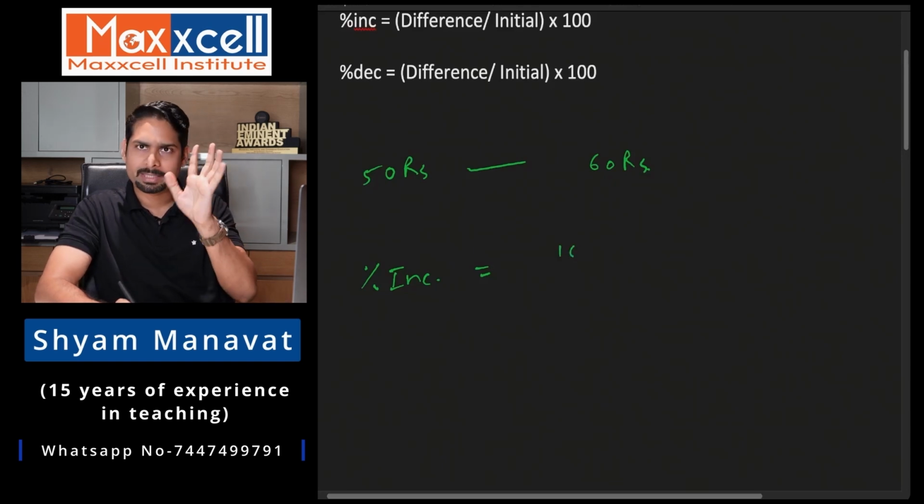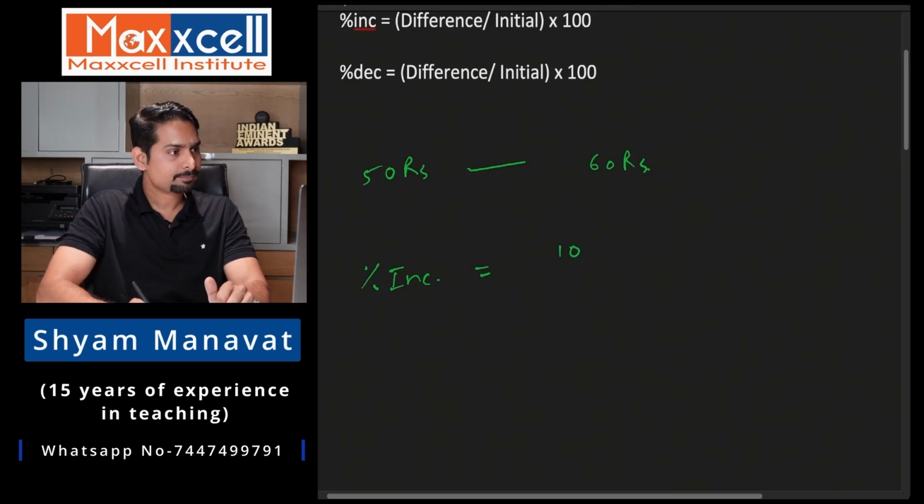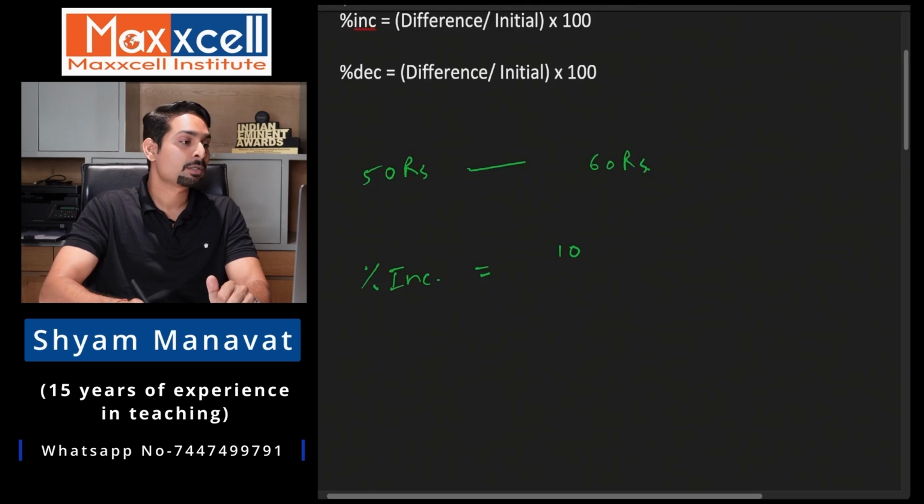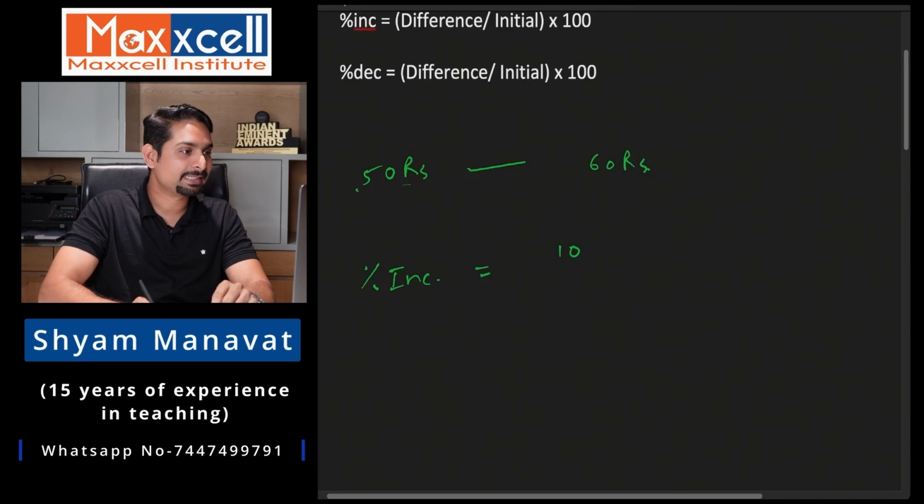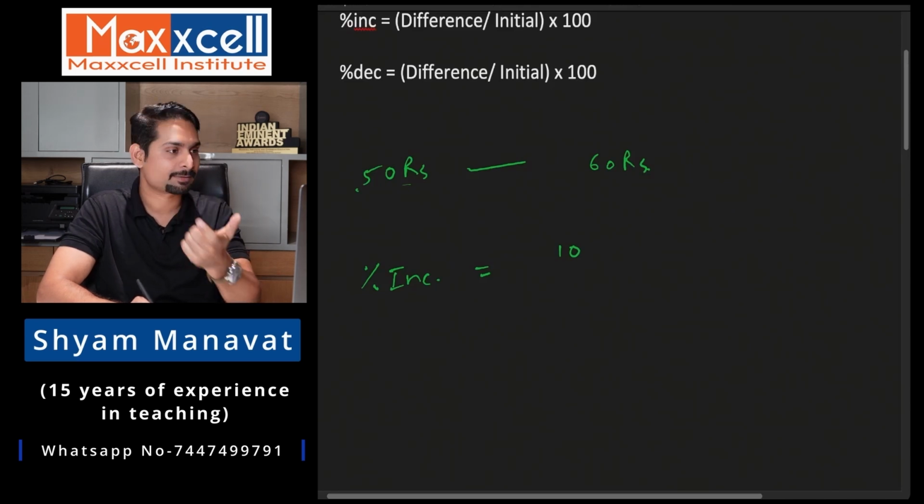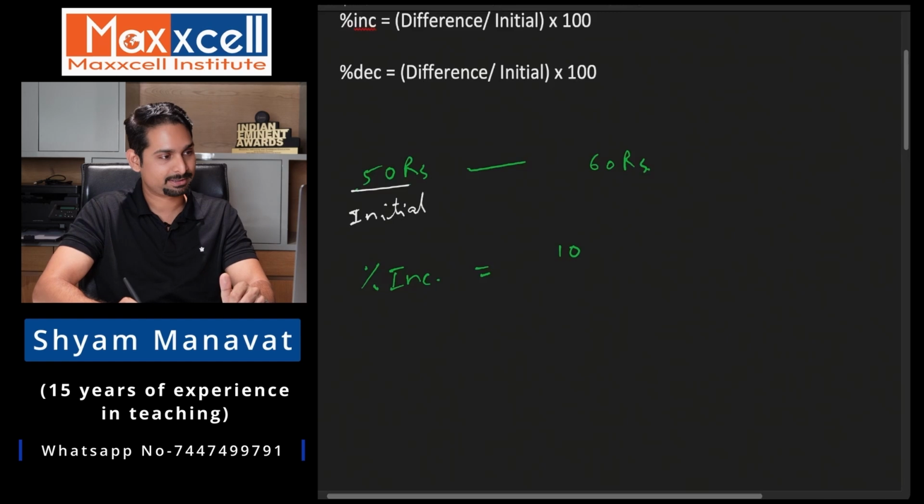So keep in mind, it's just the difference. Now I said the price was 50 and then it becomes 60, right? So which one should be your initial value, 50 or 60? Of course, as the word says, initial. Look at the value from where we started. We started from 50, so this becomes your initial value.